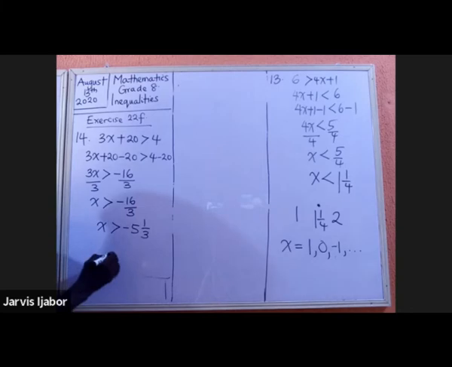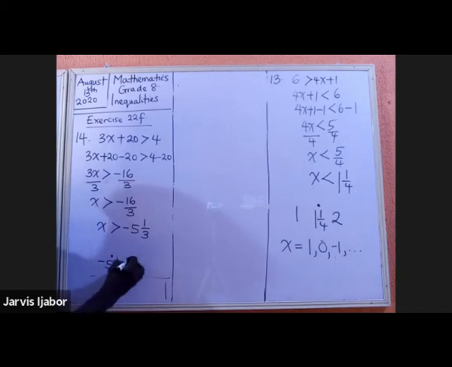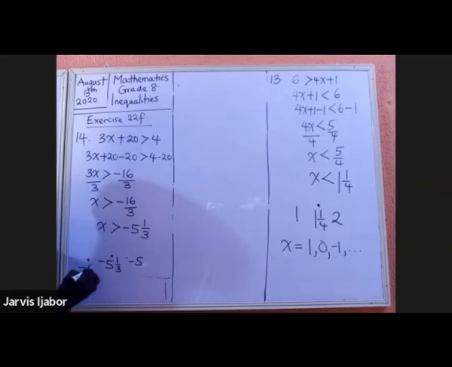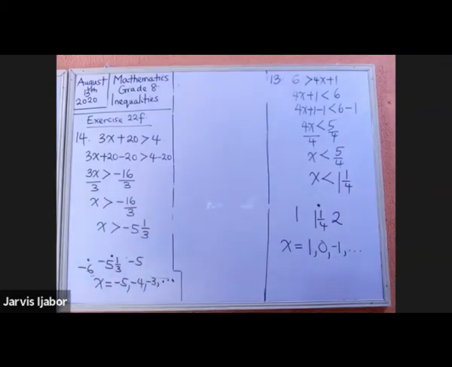So I will come here and put my bubble. This is negative 5 and 1 over 3. If I come in this direction, it will be negative 5 because I'm going towards positive. If I come in this direction, it will be negative 6. Now, they say x is greater than this, so it means that x will be equal to negative 5, negative 4, negative 3, dot, dot, dot. Right? So that's that for that. So question 15.